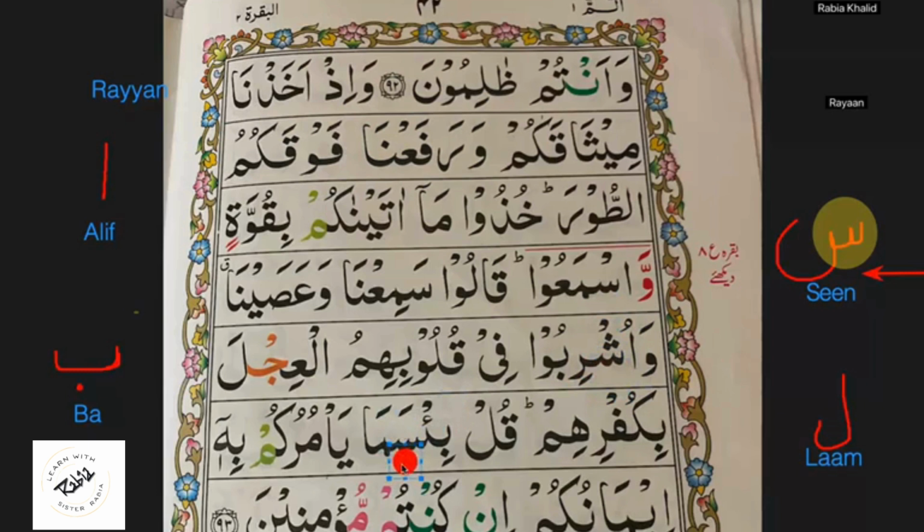This is Seen. Yes, this one is Seen. But this is not Seen because it has those three dots. We don't need those dots. Okay, good job. Let's go find Laam, okay?